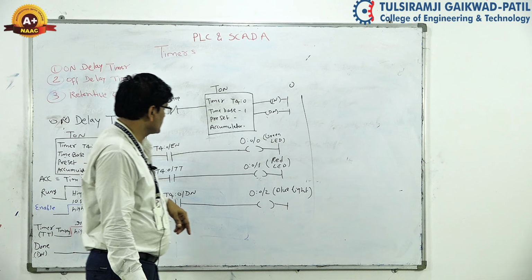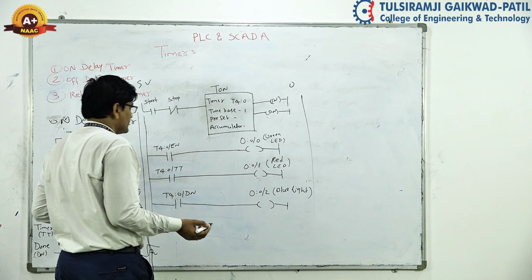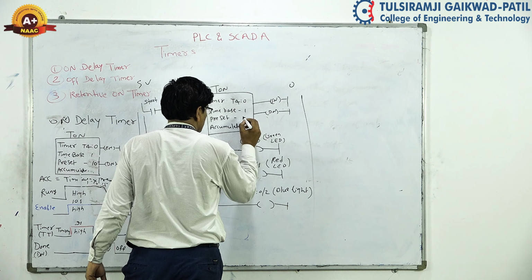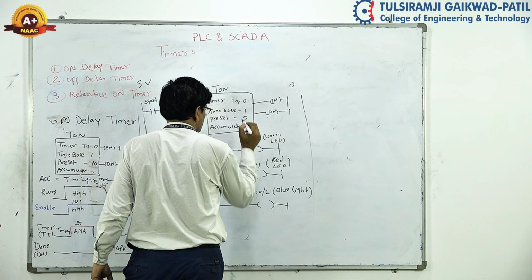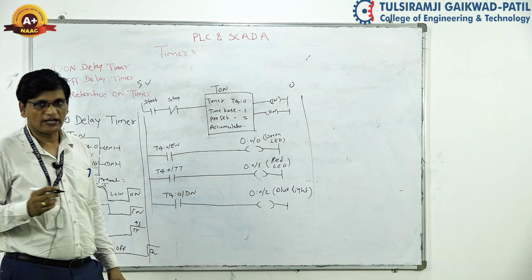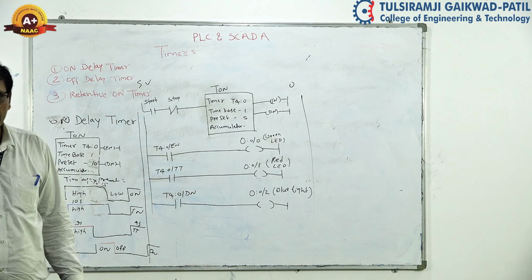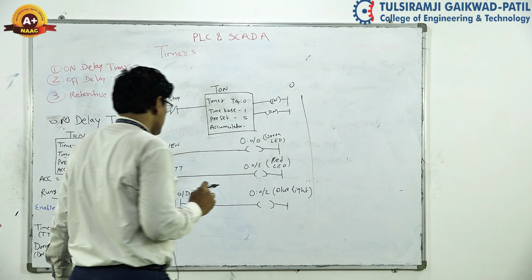Second, as per the provided delay, instead of the preset, suppose here we provide 5. 5 is the delay, 5 means 1 multiplied by 5, meaning the delay will be 5 seconds, right?